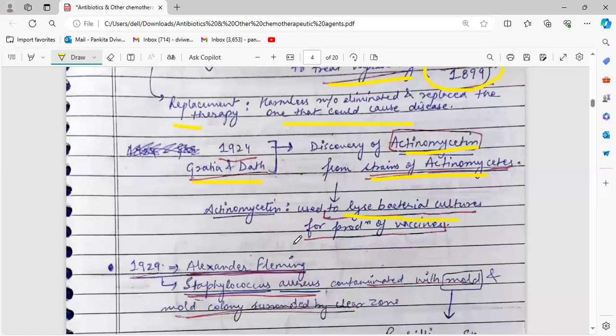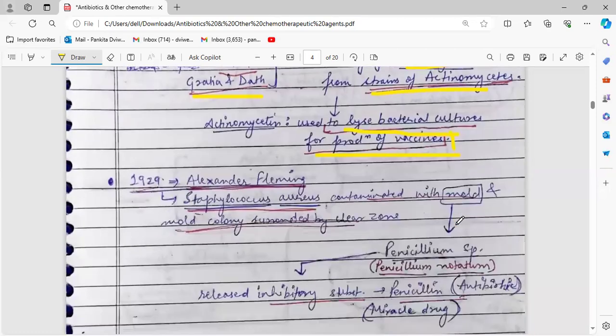So by lysing the bacterial culture for the production of vaccines, actinomycetin was used.